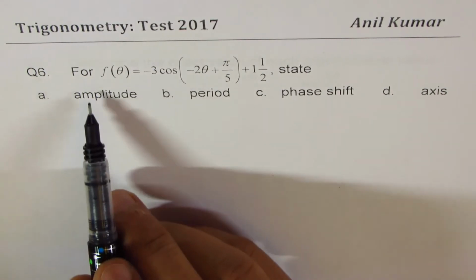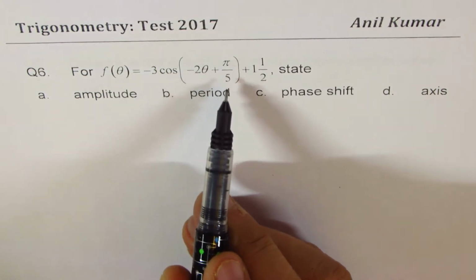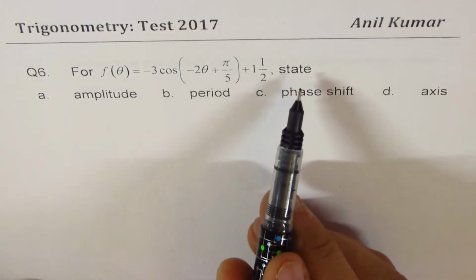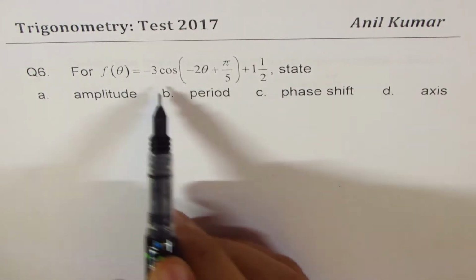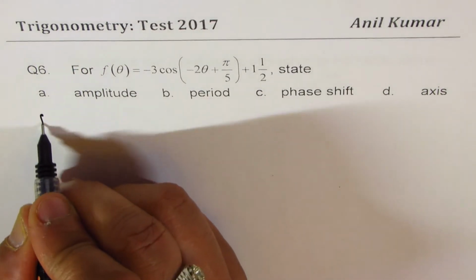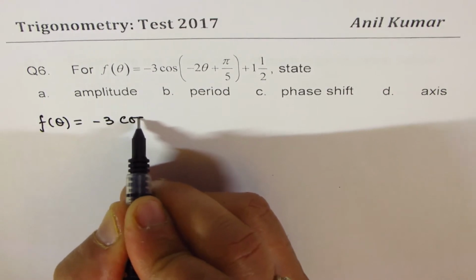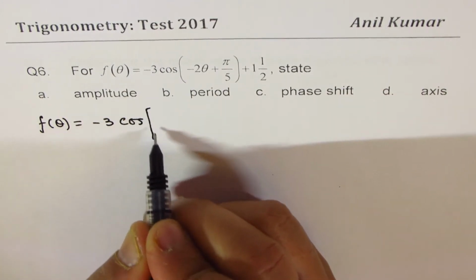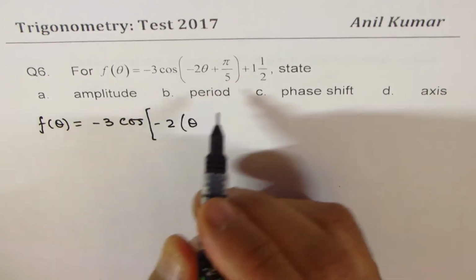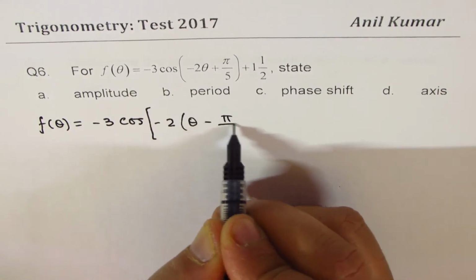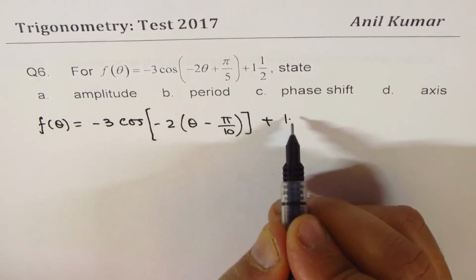Now question number 6 is f of theta is equals to -3 cos of (-2 theta plus 5 pi) plus 1.5. State amplitude, period, phase shift, and axis of symmetry, right? Okay, so the first step is you should rewrite this function taking that -2 common. So when you do that, you get -2 and you get theta. When you take -2 out, you get pi by 10 with a negative sign. Plus, that could be written as 1.5.